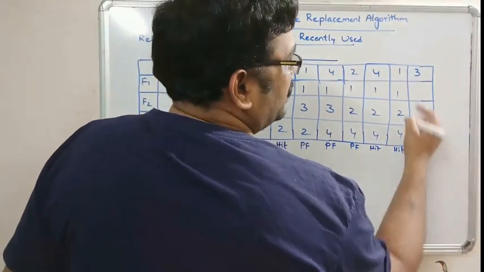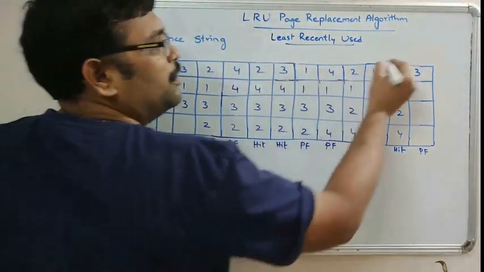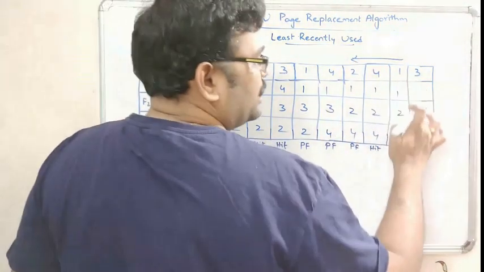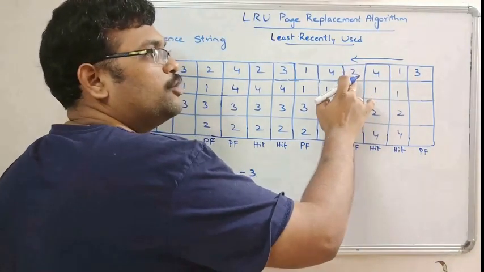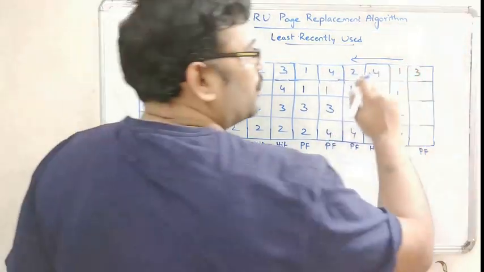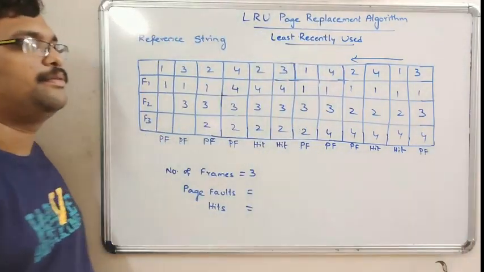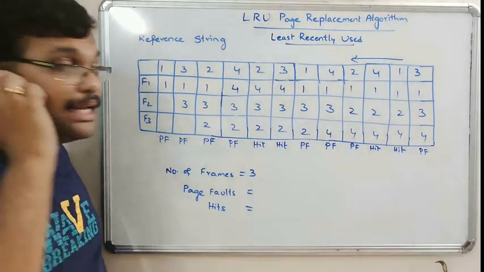Again 3 is not available. It's a page fault. So again what we have to do? We have to travel towards its leftmost. So 1 is most recently used. 4 is second. The 2 is the least recently used. So replace 2 with 3. 1 and 4. Right? So hope you understood this least recently used algorithm.